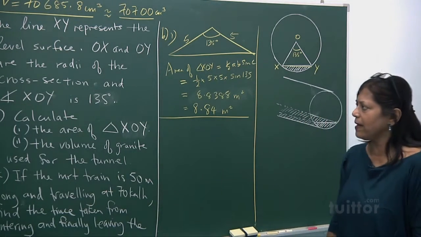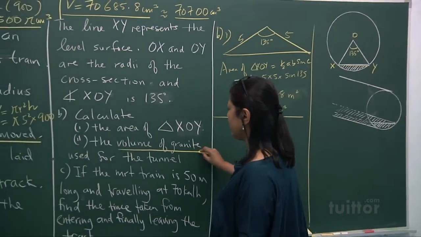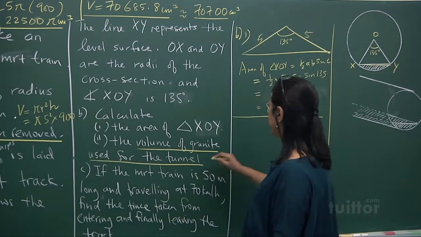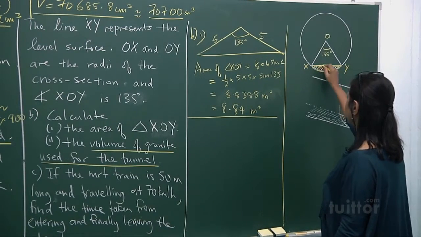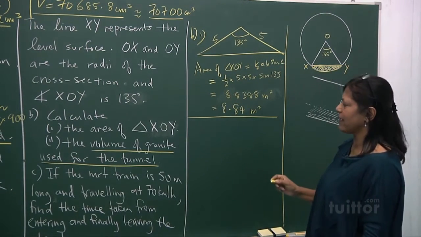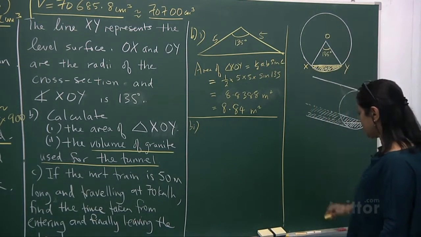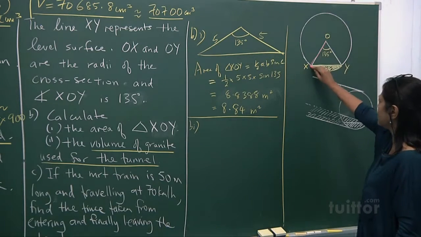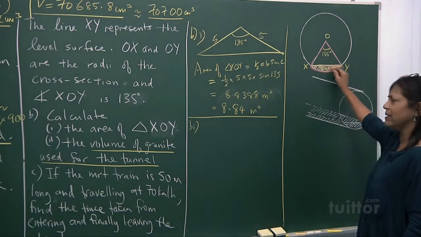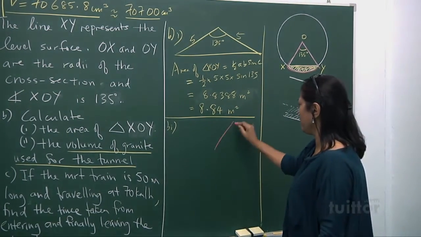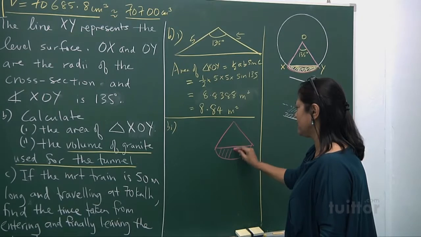Now once you've got that area of triangle XOY, you're asked to find the volume of the granite used for the whole tunnel. Now you're going to find the area of this segment here. How do we find out that segment? Now the area of this whole sector, minus the area of the triangle will give us this segment.